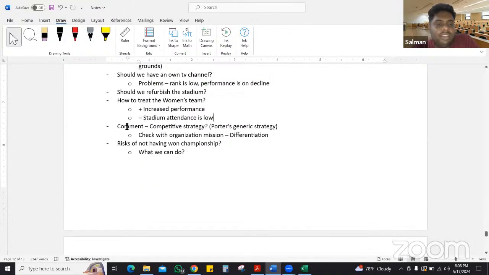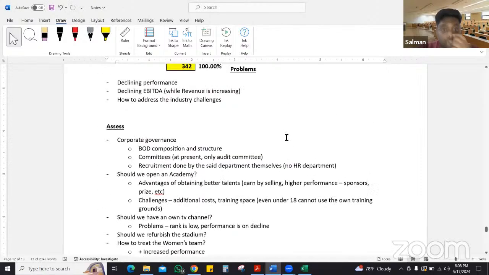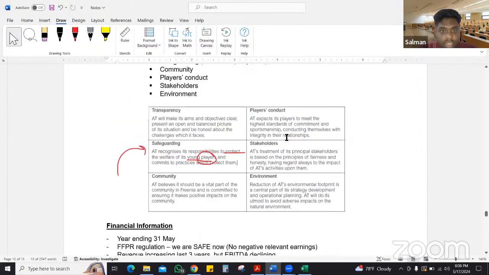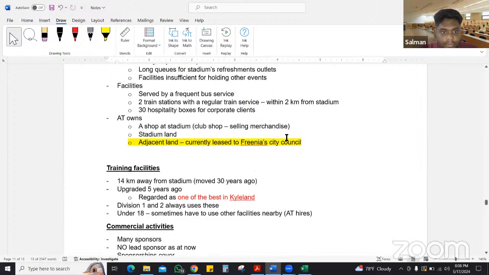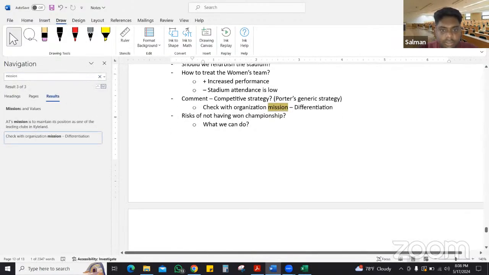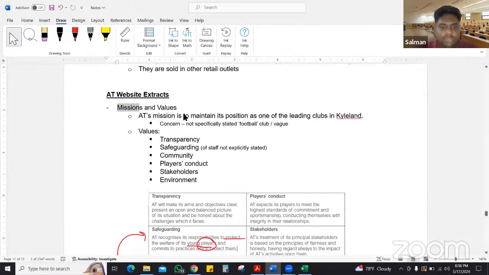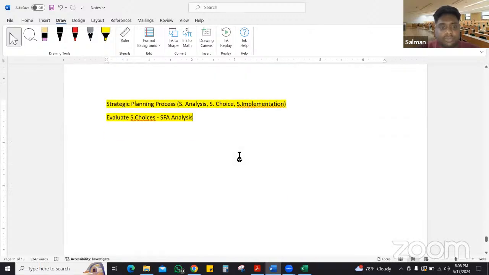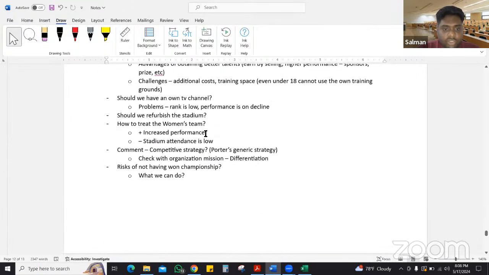Okay. Comment on competitive strategy. Checking with the organization's mission, it's about differentiation. What's the organization's mission? To be one of the top clubs, right? AD's mission is to maintain its position as one of the leading clubs. So it's all about achievements, leading. So it's all about differentiation.